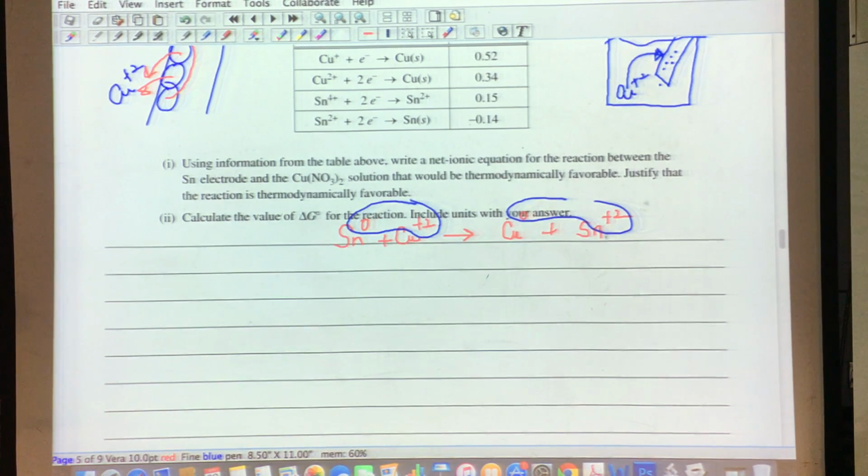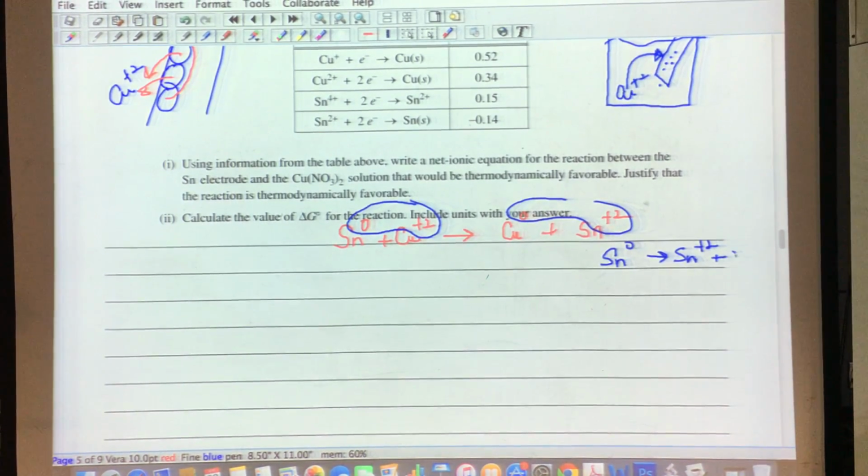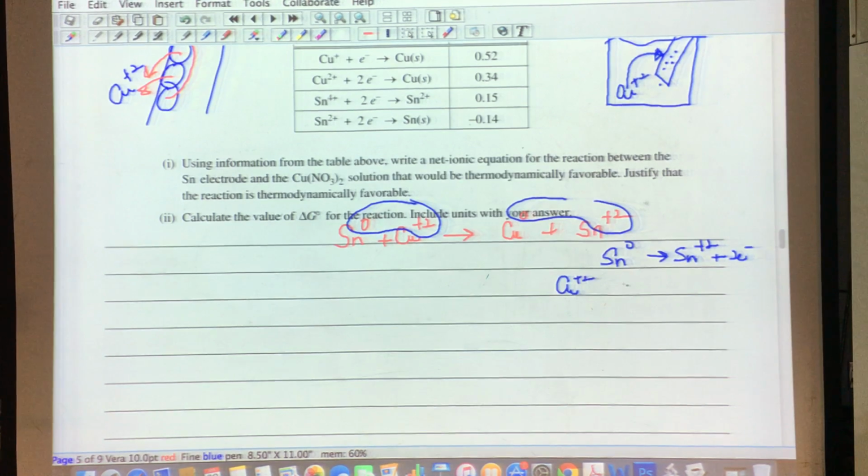What I probably should do is draw half reactions. Tin gets oxidized, so it becomes tin plus 2 plus 2 electrons, right? Both sides of a half reaction have to have the same charge. I add 2 electrons. Copper plus 2 has to gain those same 2 electrons, become copper 0. And notice I cancel my electrons. You got to make sure the electrons cancel. I didn't because I kind of just did it in my head too fast. So that's the overall reaction there.